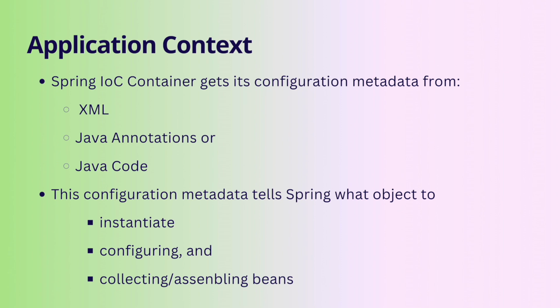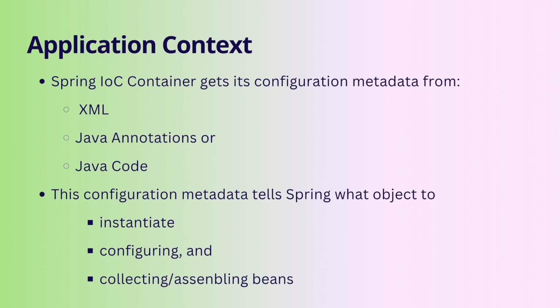Spring IOC container gets its configuration metadata from XML, Java annotation, and Java code. So what this means is that we have done Java annotation or XML based configuration. Basically, we will define an XML or we will define an annotation, and based on whatever we have defined in our XML, Spring IOC container is going to read that XML, and then based on that XML it is going to create our objects.